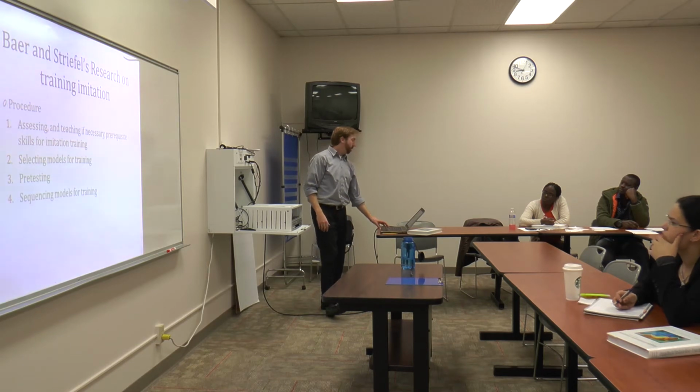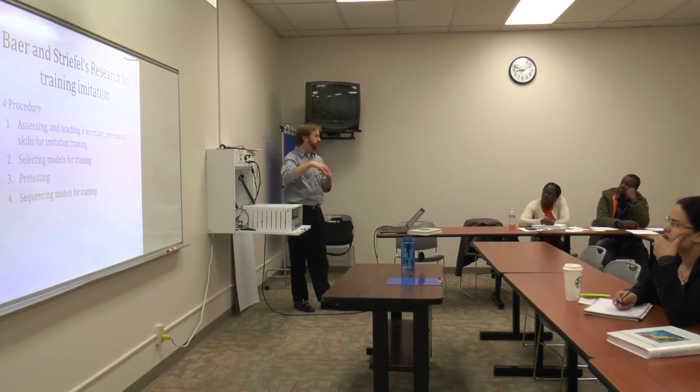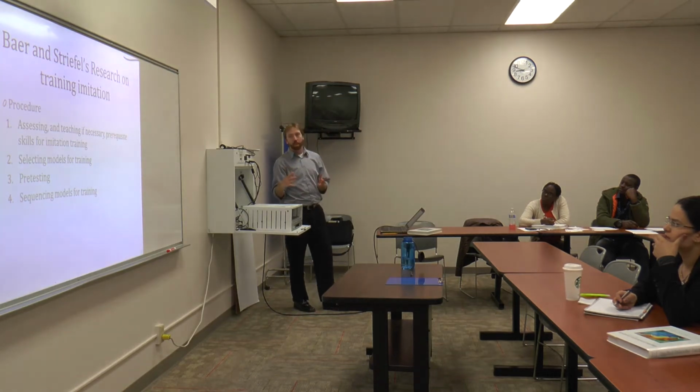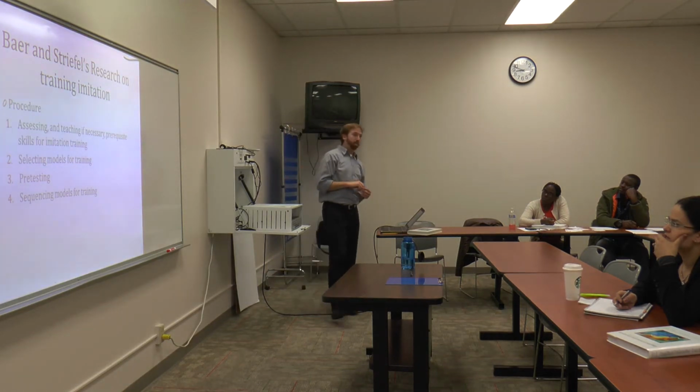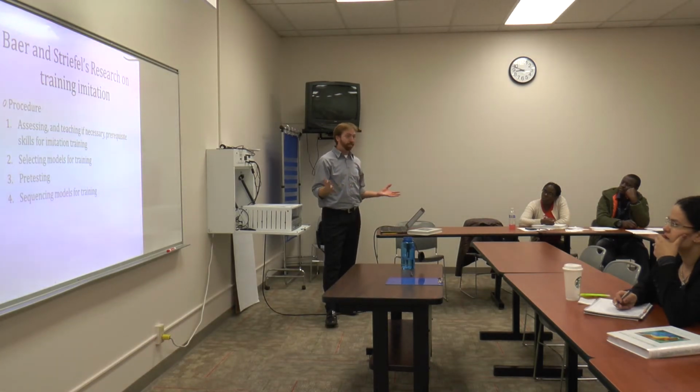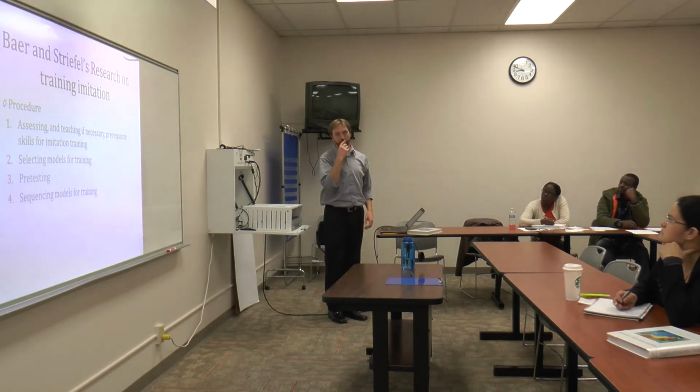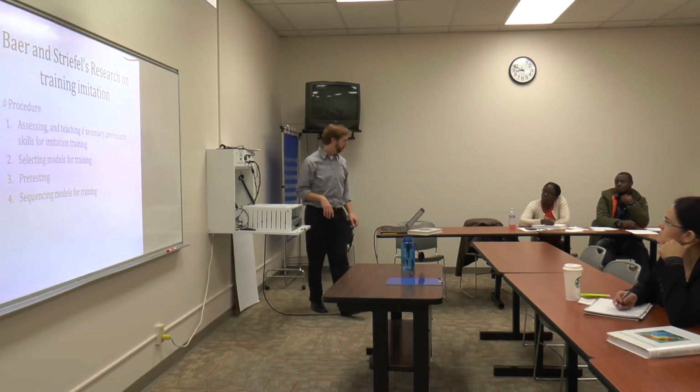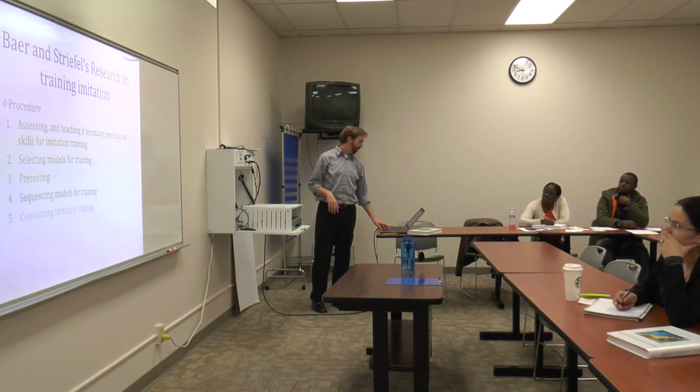Next, sequence models for training. Once you get your pretest and you identify different things that they can do, put them in some logical order. For example, if they can clap their hands, but they can't stomp their feet or touch their nose, it makes more sense to teach stomping feet before teaching how to touch the nose. All right. And then you, of course, conduct your imitation training.